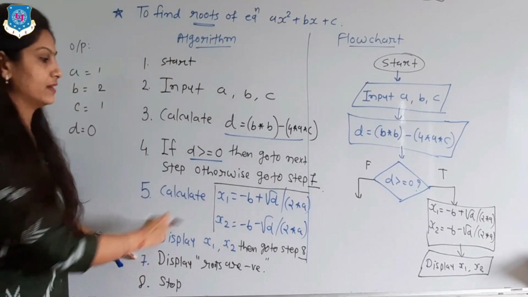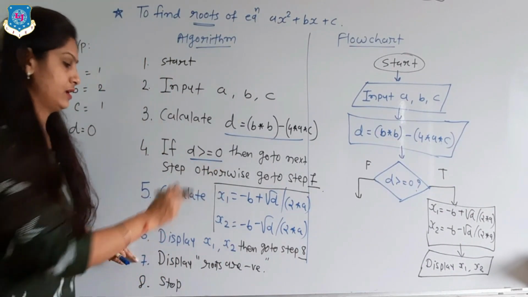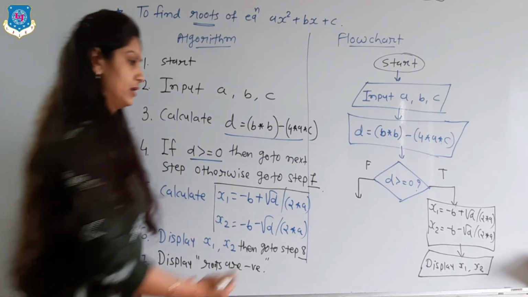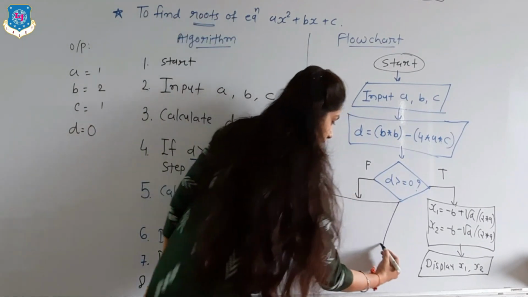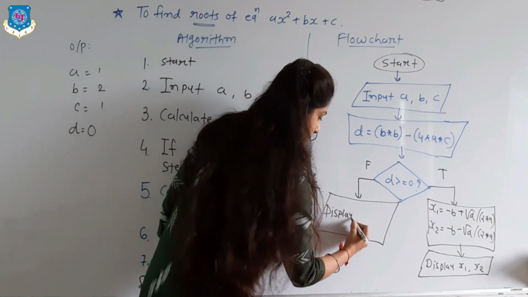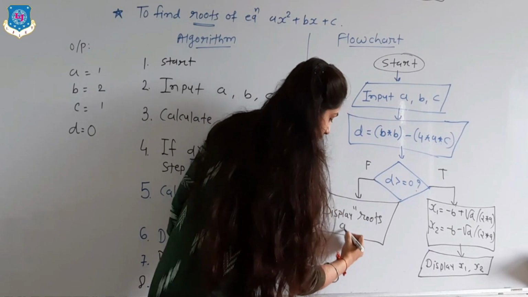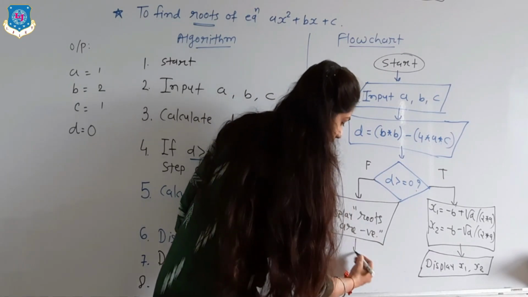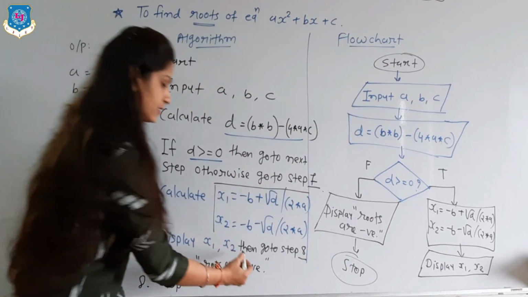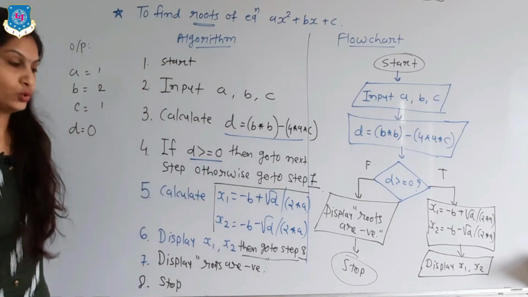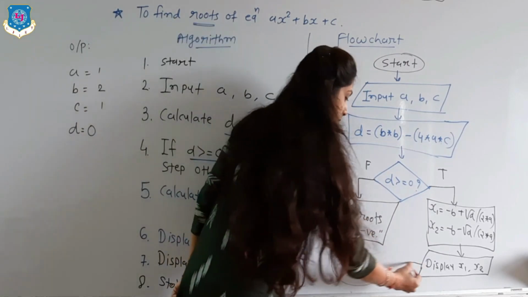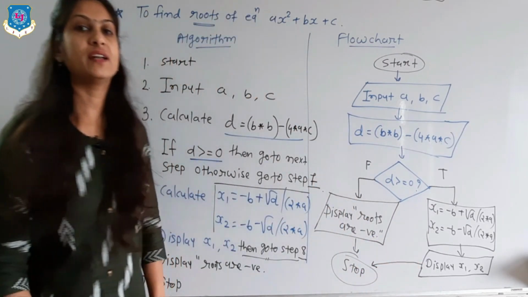Now the 7th step, that is our otherwise part, that is our false part. So here directly we have to write down the display, that is roots are negative. So here no process symbol is there, directly we have to write down in an output symbol display roots are negative. And last is the oval shape, that is stop. But here the statement is missing again. Then go to step number 8 after displaying x1 and x2. So after displaying x1 x2, now our flowchart is stopped.